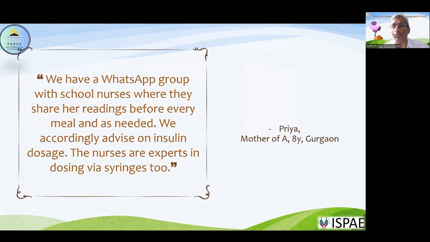So I got a testimonial from a parent, Priya, whose child is about 8 years old. They're just showing how you can manage a child's diabetes quite well at school, being teamwork between the nurses and the parent. Through the WhatsApp group, the nurses check the blood sugars every day before the meal and share the report with the parent in the WhatsApp group, and the parents advise the dose accordingly. This works very well, and so they have been able to give the best care to the child at the school.